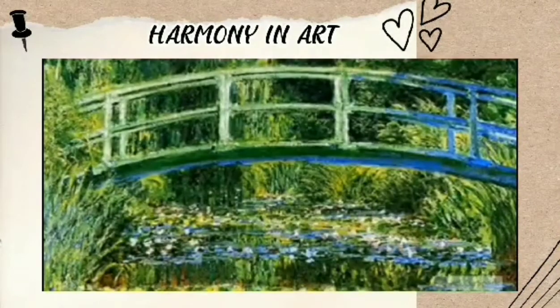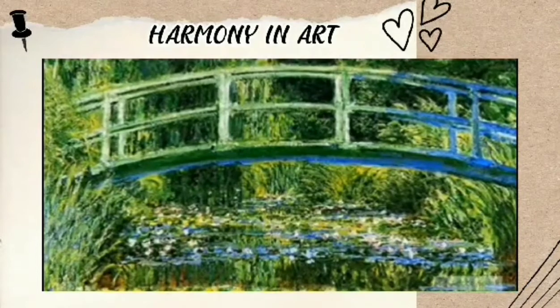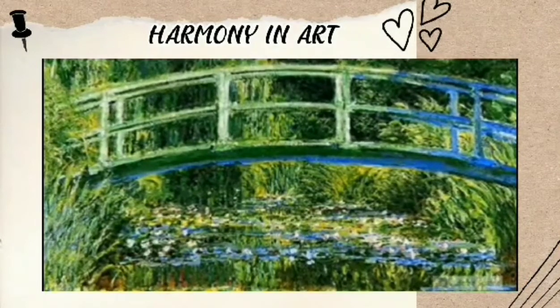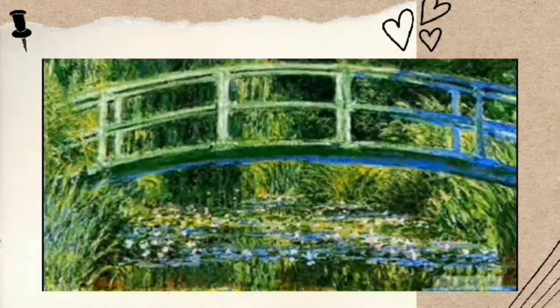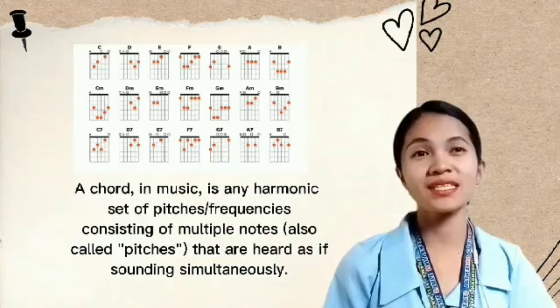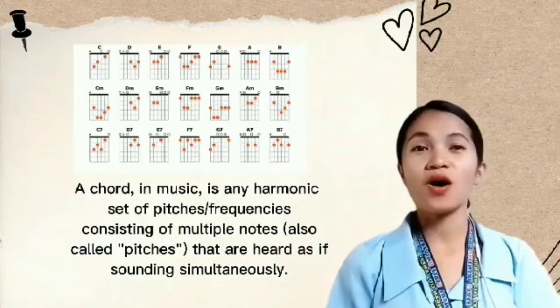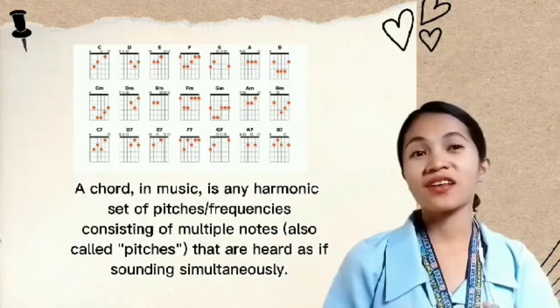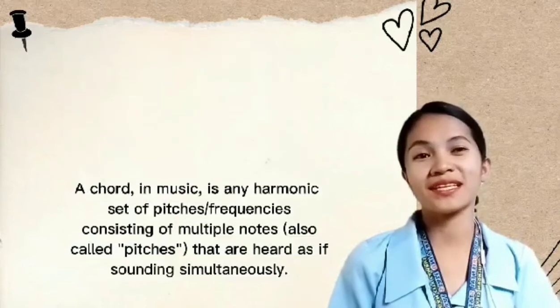Monet was a passionate horticulturist. He purchased land with a pond in his property, intending to build something for the pleasure of the eye and also motifs to paint. A chord in music is any harmonic set of pitches or frequencies consisting of multiple notes, also called pitches, that are heard as if sounding simultaneously.